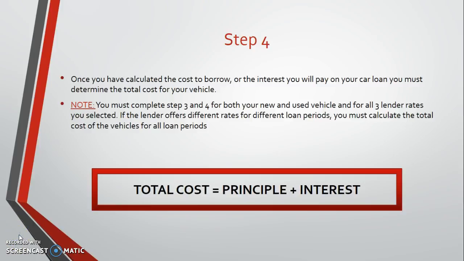You must complete step 3 and 4 for both your new and used vehicle and for all 3 lender rates you selected. Some banks offer lower interest rates on shorter loan periods. If a lender you chose offers different rates for different loan periods, you must calculate the total cost of the vehicles for all loan periods.